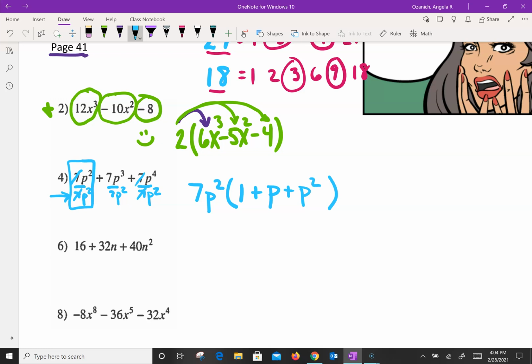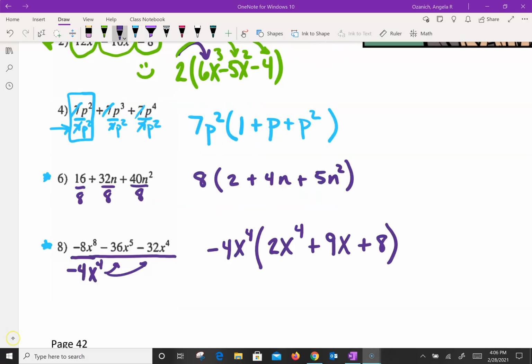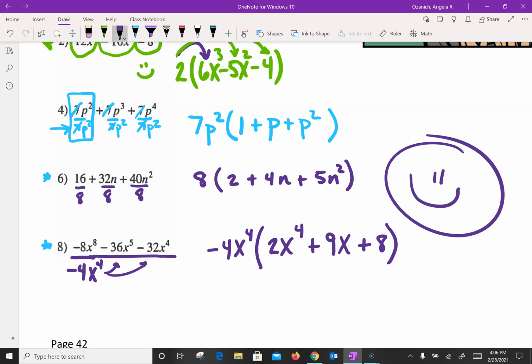Okay, so if you want to try 6 and 8 real quick, I'll just pause the video. You guys can pause too. I'll write down the answers and you can double check your work. All right, I am back. Here are your answers for factoring out the greatest common factor. And hopefully that went okay for you guys.